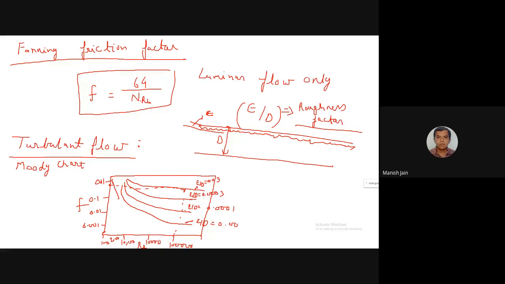Now this is about the Moody's chart. Similarly, there are different types of correlations which are also available to calculate the loss of flow due to friction. You might also have different types of losses due to different categories.